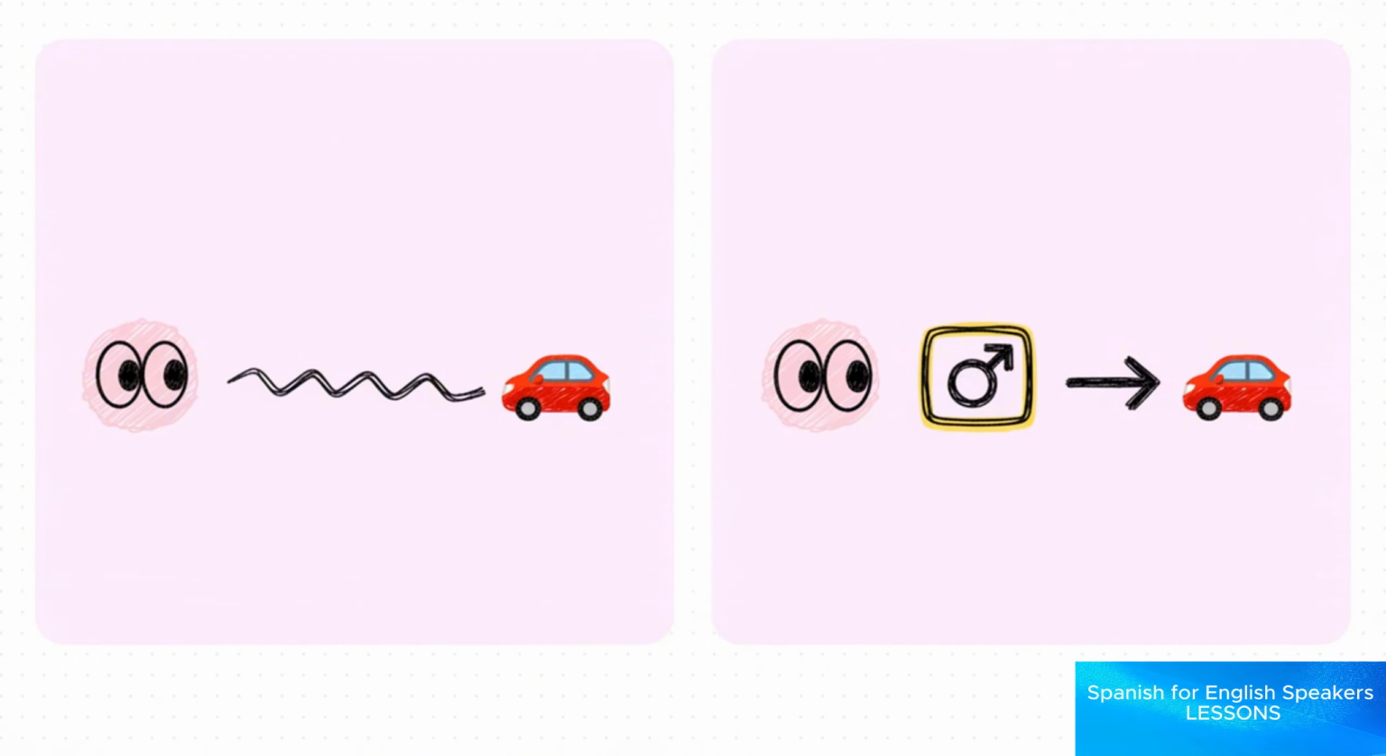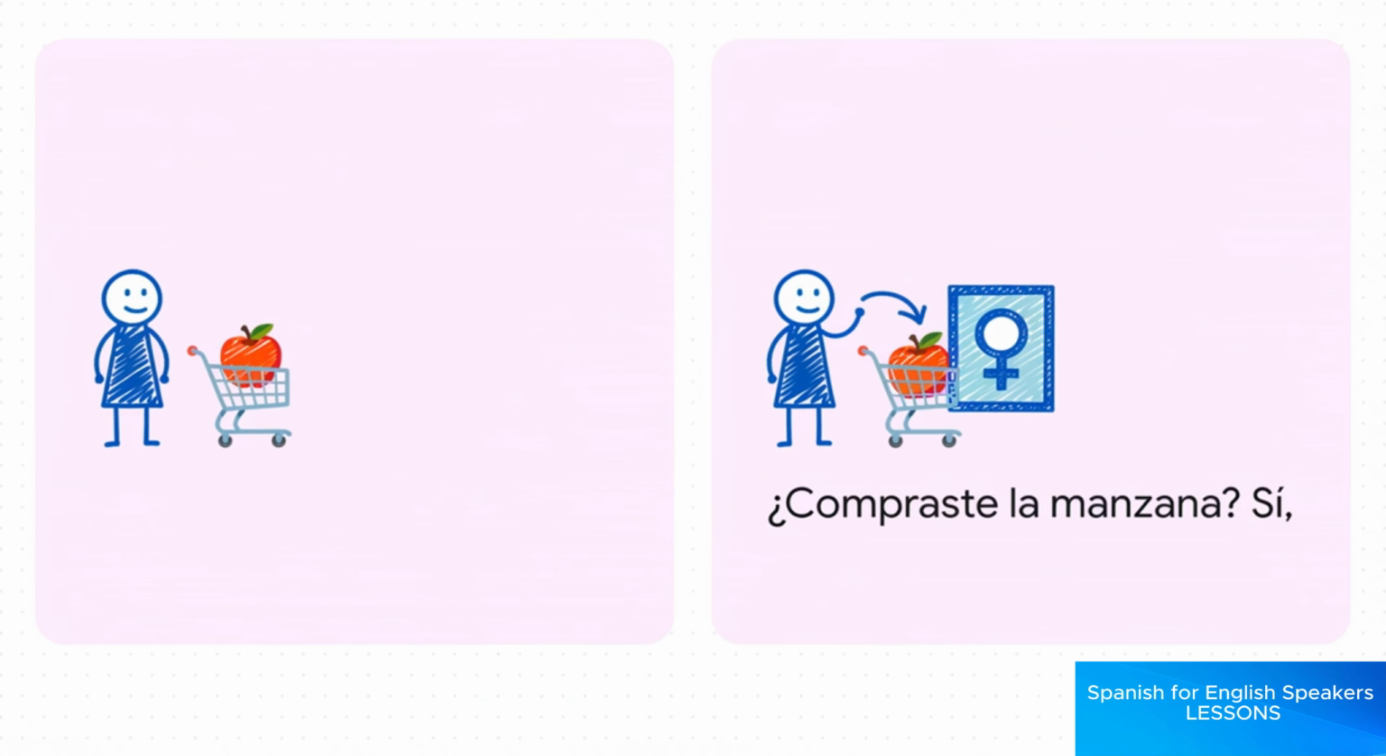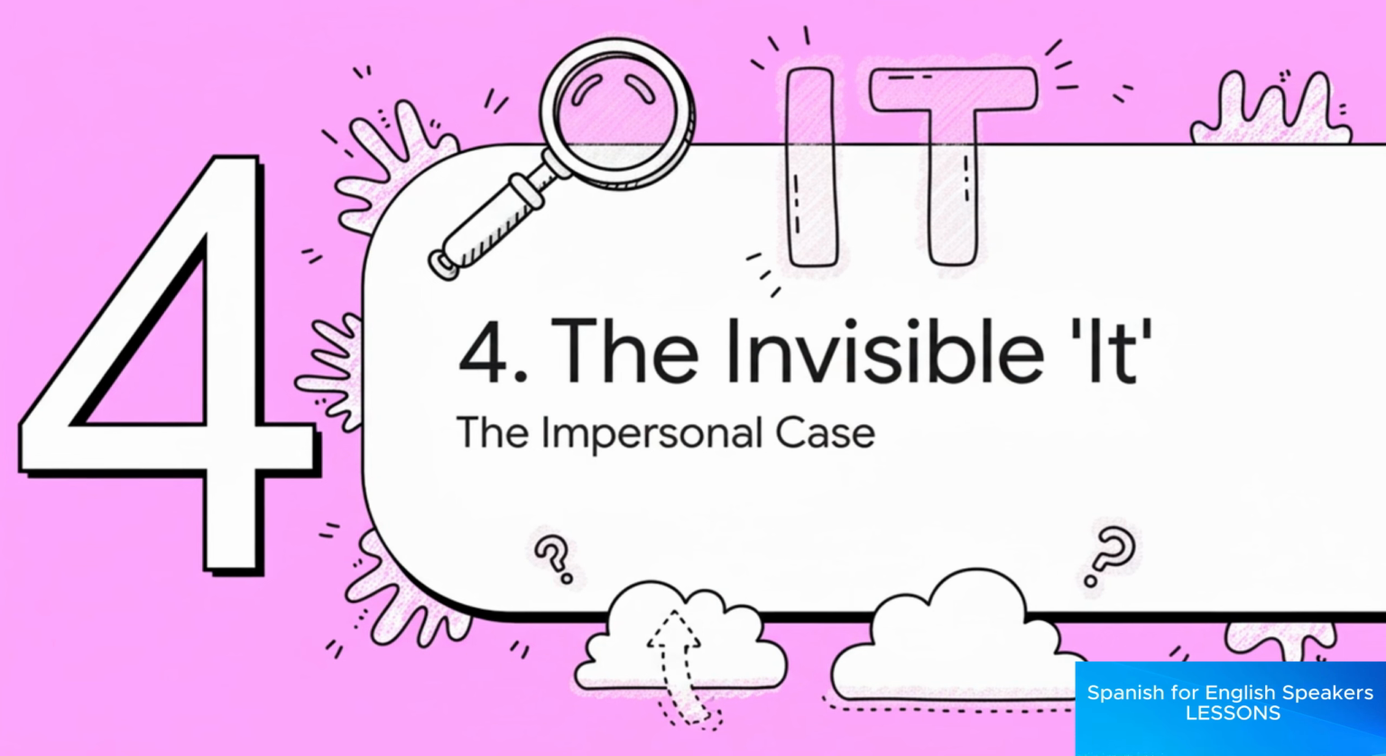Let's go back to our friend el coche. If someone asks you, ¿ves el coche? Do you see the car? And you want to say, yes, I see it, you say, sí, lo veo. So for a masculine object, our word for "it" is lo. And I bet you can see where this is going, right? Let's take a feminine object like la manzana, the apple. If the question is, ¿compraste la manzana? Did you buy the apple? Your answer is, sí, la compré. I bought it. We use la because we have to match that feminine noun. Simple as that. Okay, get ready for the twist.